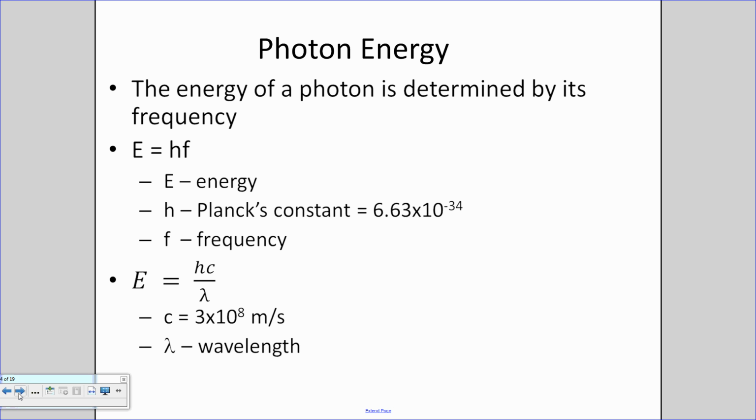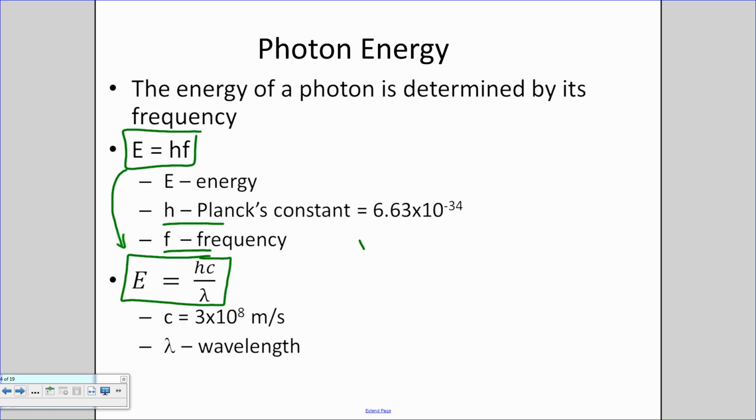Now, photons. Photons have energy. These are waves, light waves, electromagnetic waves. The amount of energy is dependent on its frequency. So we have the equation E equals hf. The energy is Planck's constant times its frequency. Now, E also equals hc over lambda. So the energy is equal to Planck's constant times the speed of light divided by the wavelength. Now, how did I get from here to here?